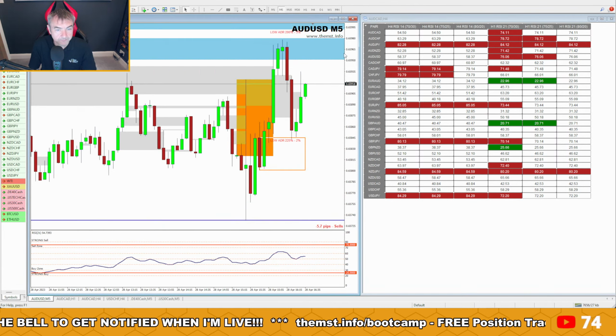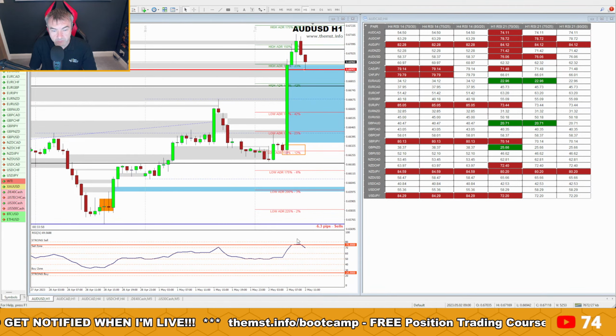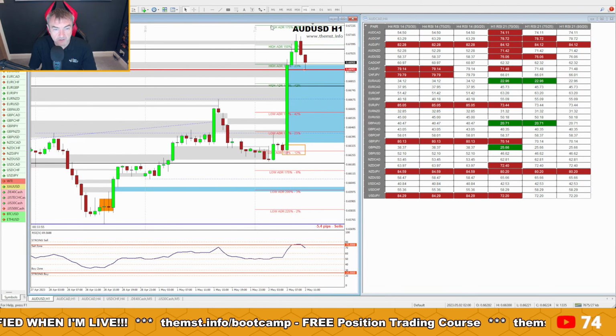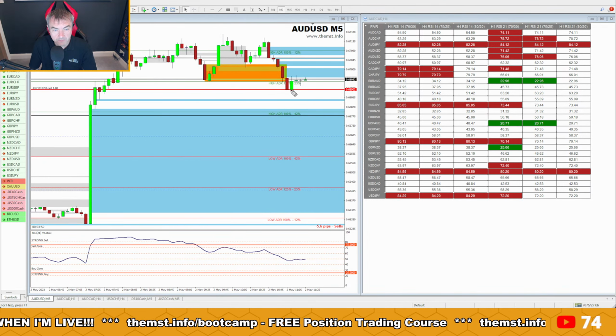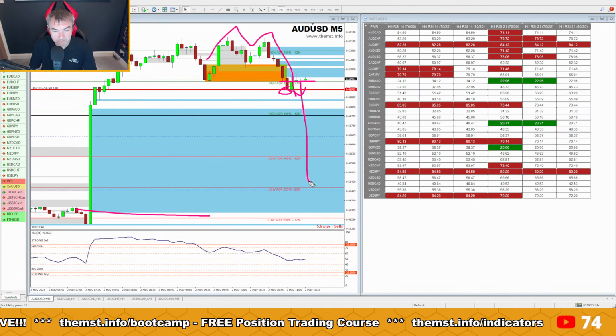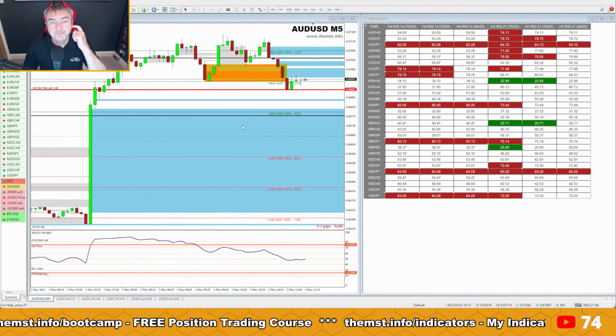And Aussie US, huge extension. One short already on that one on the H1. So this is hourly RSI extension. M5 reversal alert, mean reversion. There's the entry. There's the reversal alert. There's your M pattern. And there's your target. So that's all the Aussies done.